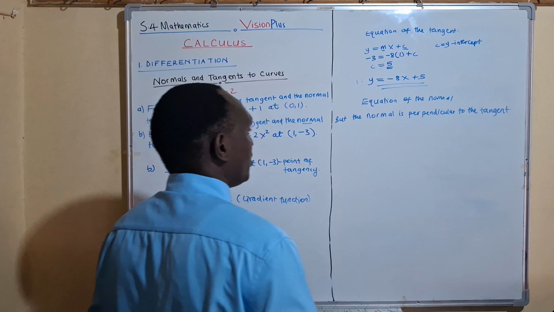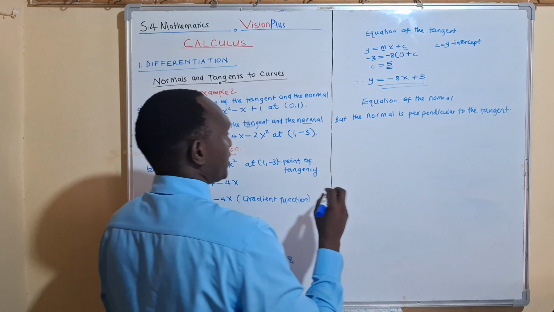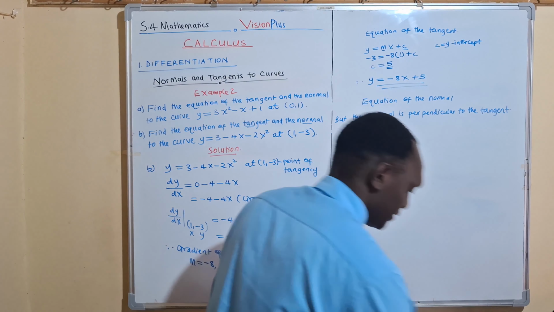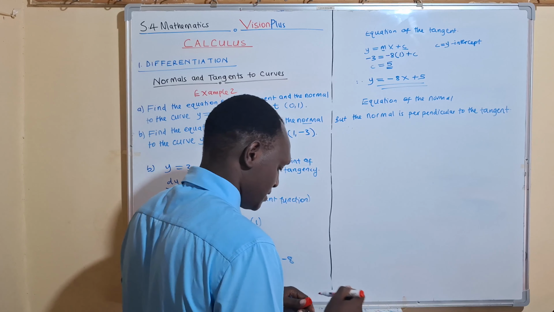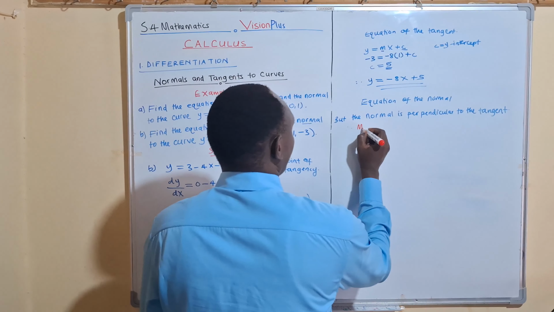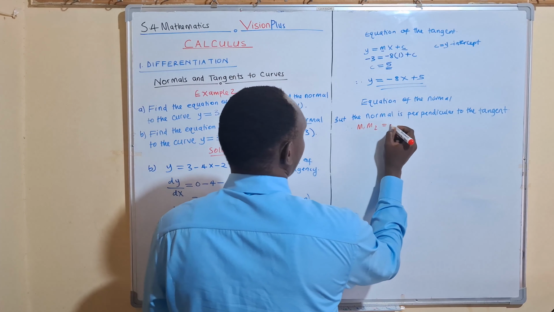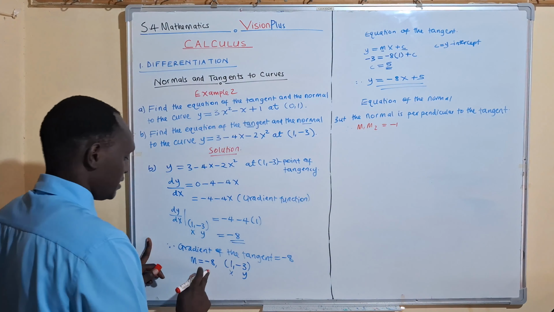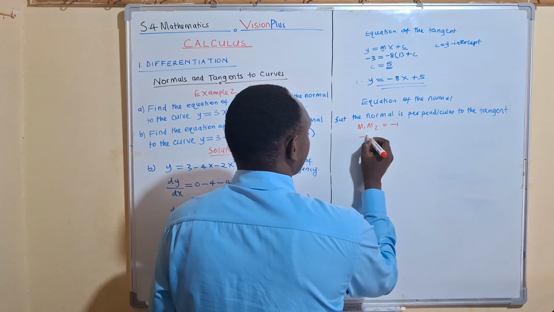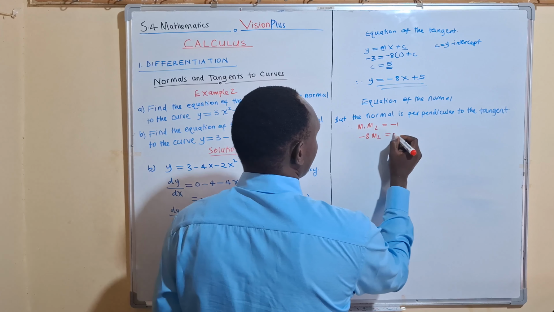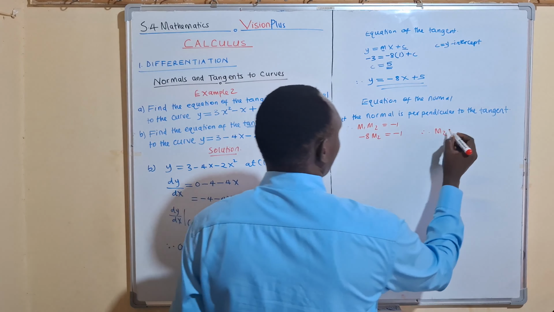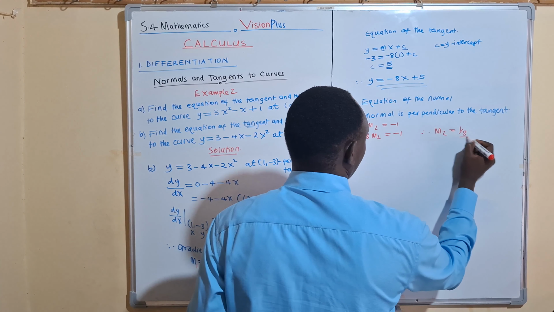And what do we know about perpendicular lines? The product of the gradients of two perpendicular lines is -1. That means m1 times m2 is -1. Let me call the gradient of the tangent m1. So if I substitute here -8, m2 equals -1. Therefore, m2, which is the gradient of the normal, becomes 1 over 8.